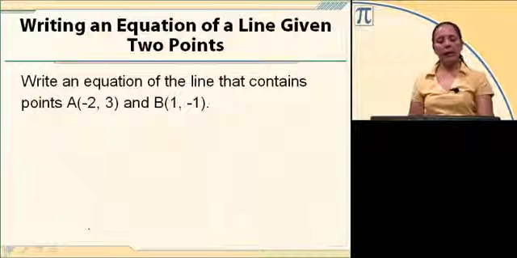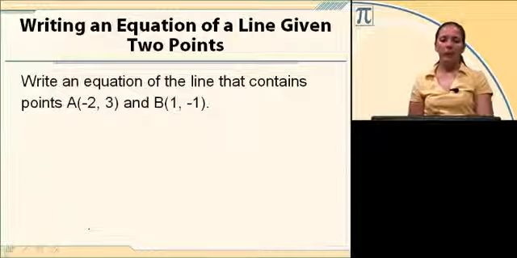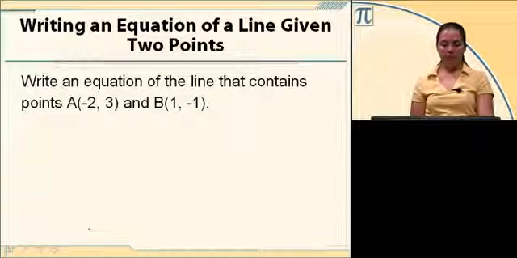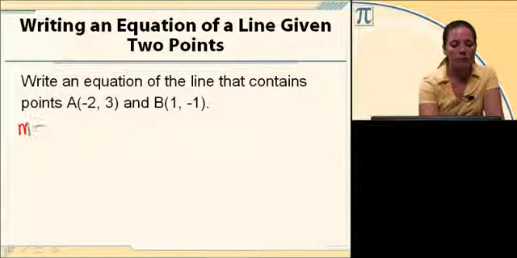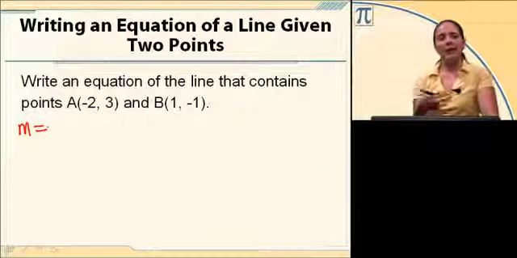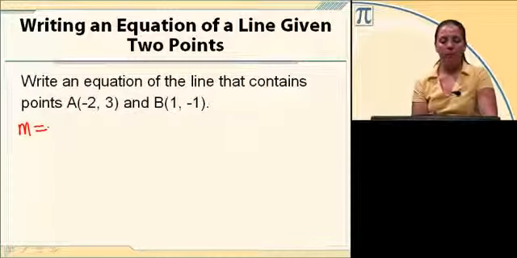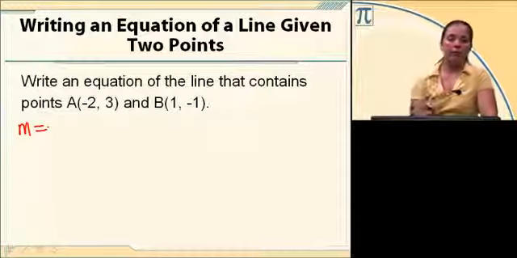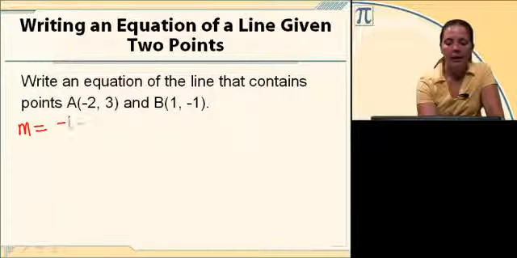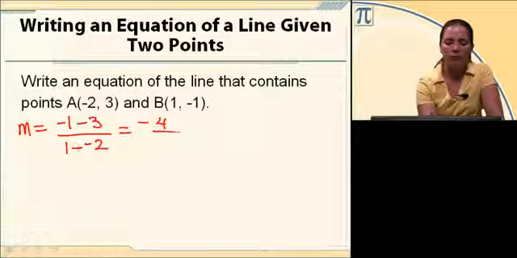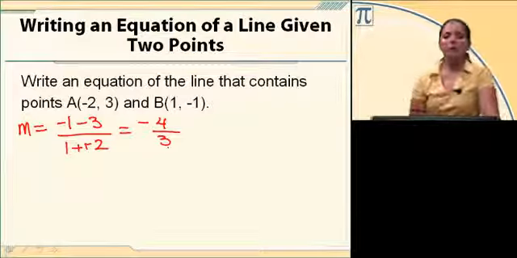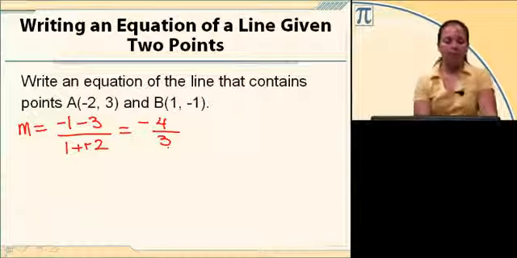Okay, write an equation of the line that contains the points negative 2, 3, and 1, negative 1. Well, to start, let's go ahead and find the slope, because to use point-slope form, I need to have a point and the slope. m is equal to y2 minus y1 over x2 minus x1, so I have negative 1 minus 3 all over 1 minus negative 2. This gives me negative 4 over 3, so the slope is negative 4/3.